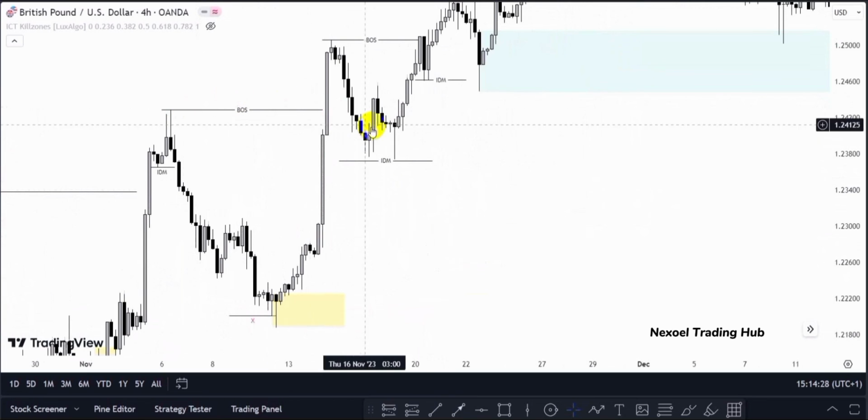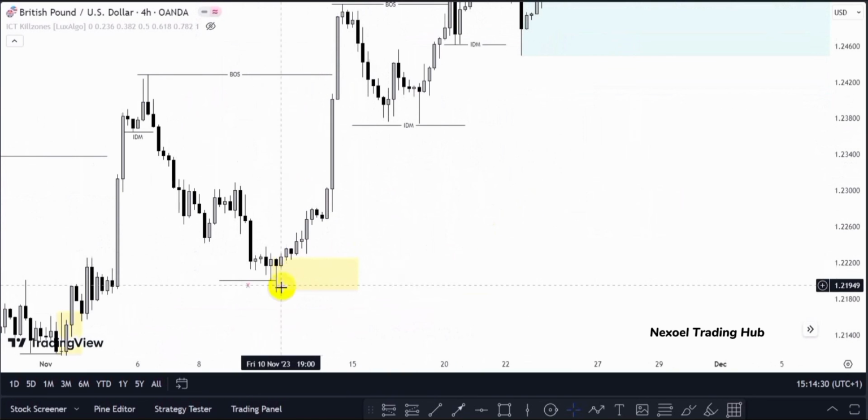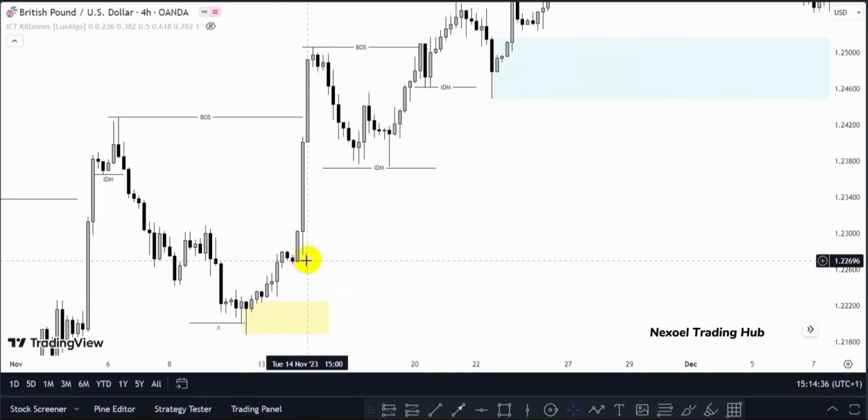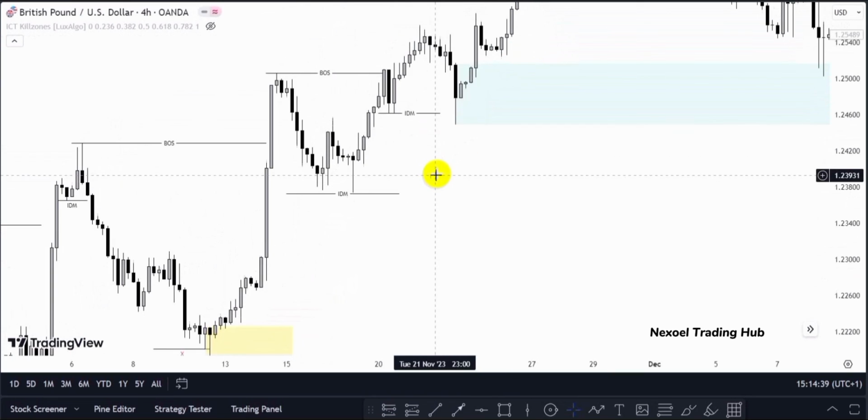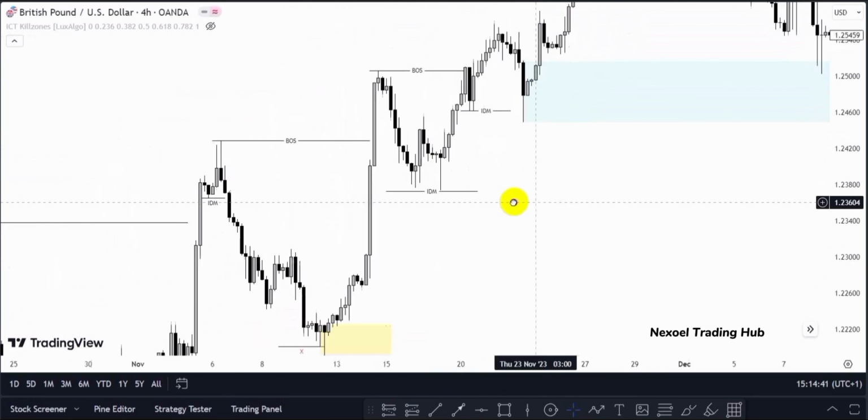So you can see we have a break of structure here. We have a valid order block here because this order block took out liquidity, but you see price already mitigated the order block here, pushed to the upside. So this is how you look out for order blocks.